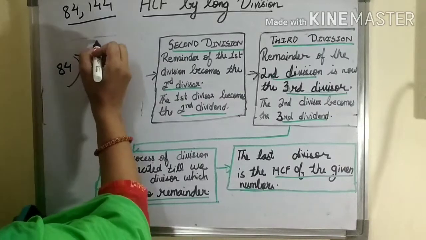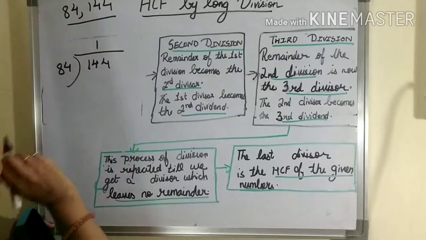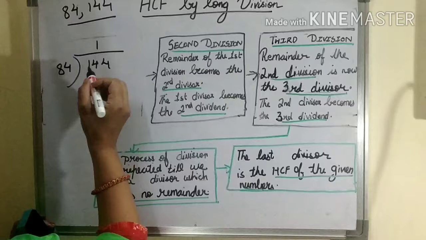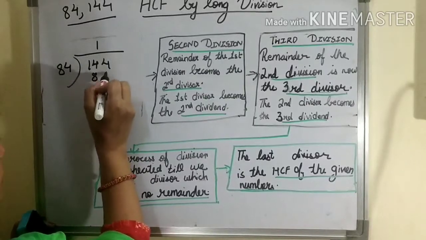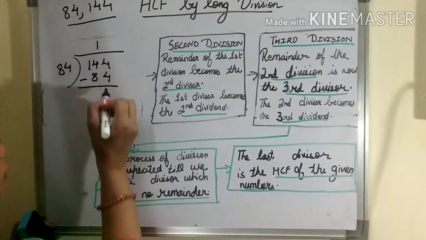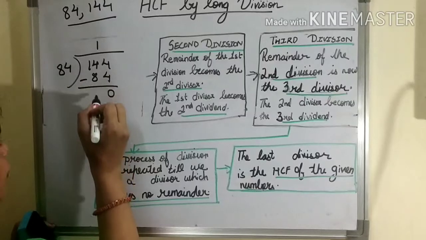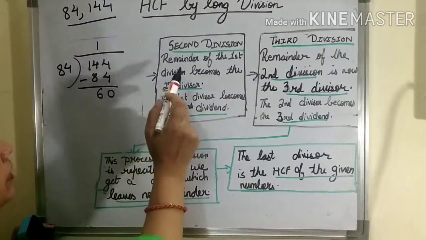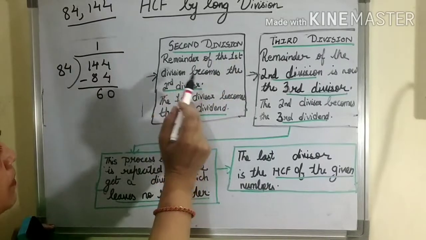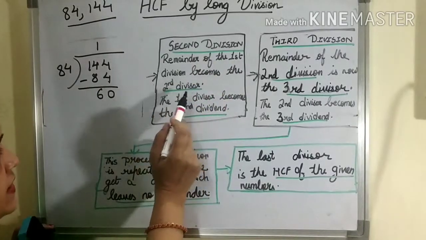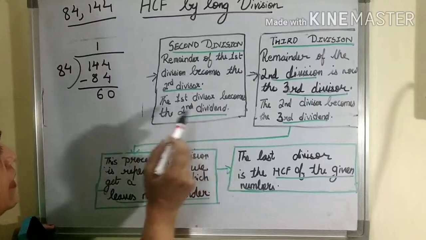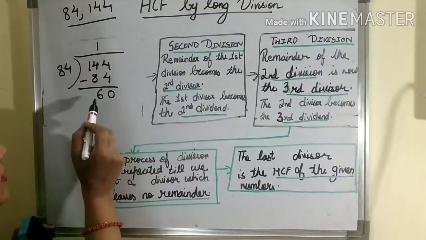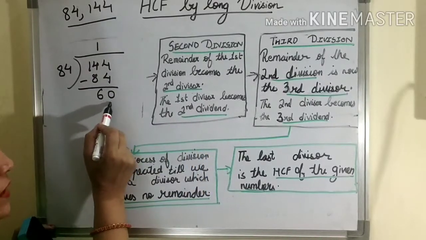Now, I divide it. Naturally, if we do it by 2, it will be a greater number, so it will get divided by 84 once. What I get is 4 minus 4, 0, and 14 minus 8, 6. I got 60. Now, the remainder of the first division becomes the second divisor, and the first divisor becomes the second dividend. That means this remainder now becomes the divisor.